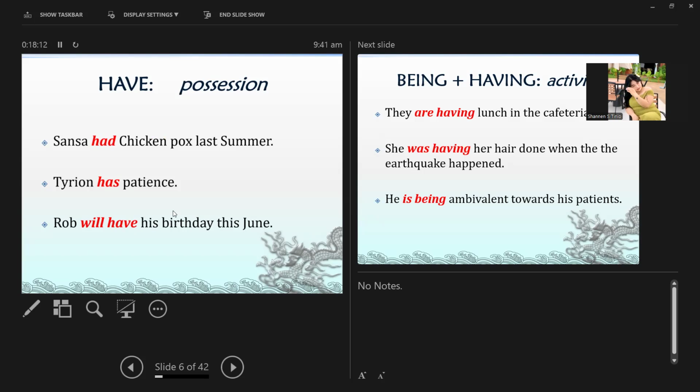Okay, please write sentences. If you don't have pen and paper, you can write notes on your phone. That would be much better.